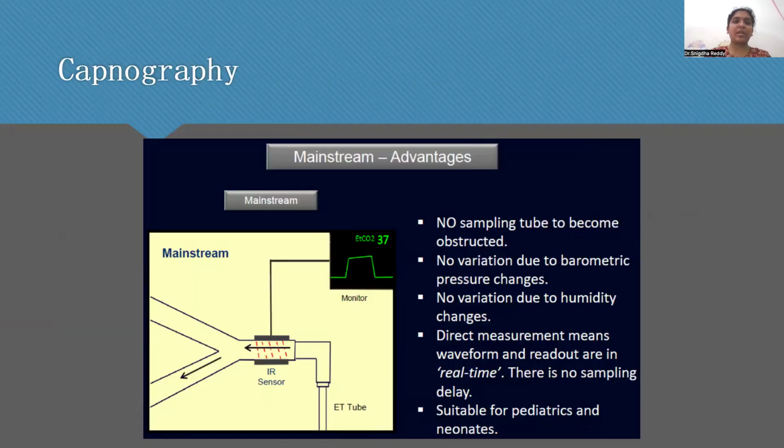So what are the advantages of mainstream? There is no sampling tube, so there is no obstruction, and there is no variation due to barometric pressure changes, and no variation due to humidity changes also, because there is no sampling tube and no water vapor changes in a sampling tube. Direct measurement means waveform and readout are in real time. There is no sampling delay, because it is directly present between the ET tube and the circuit. Suitable for pediatrics and neonates.